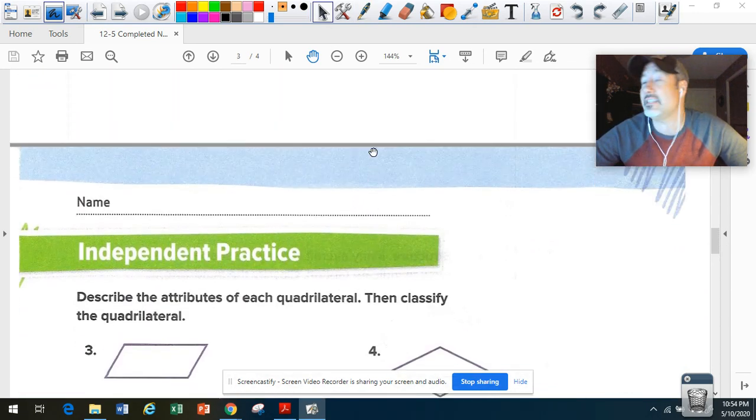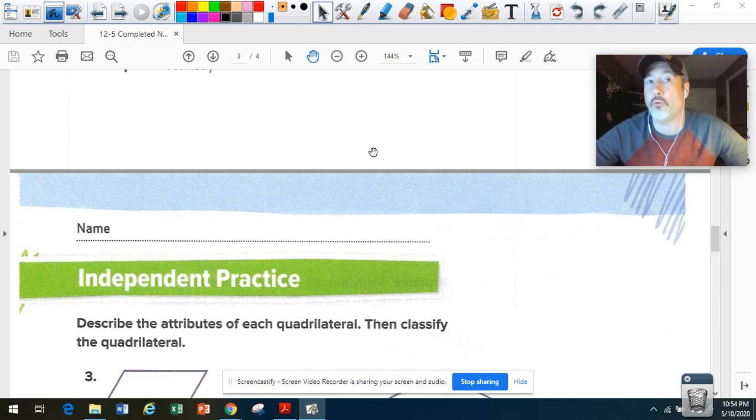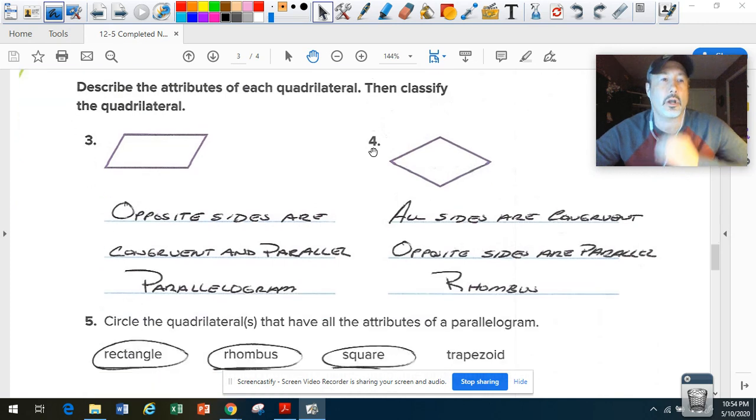Okay, if you want to try these independent practices on your own, go for it. Stop the video and then come back and check your answers. Okay, here we go. It says, describe the attributes of this quadrilateral, then classify it. Okay, so if we look here, opposite sides, yes, are congruent. So this side here is congruent with that side. This side here is congruent with that side. So opposite sides are congruent.